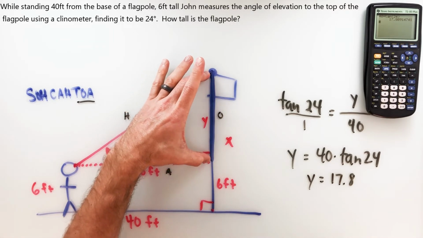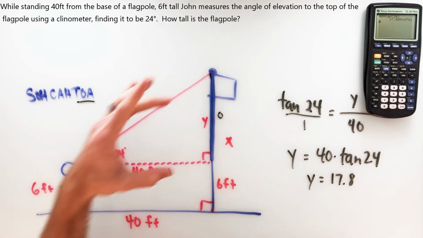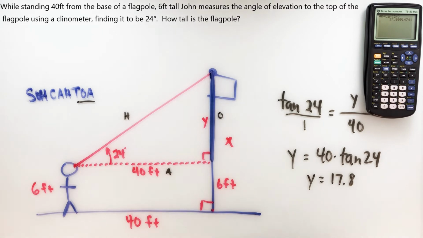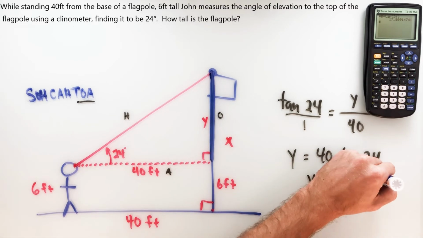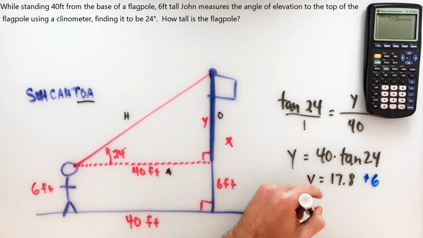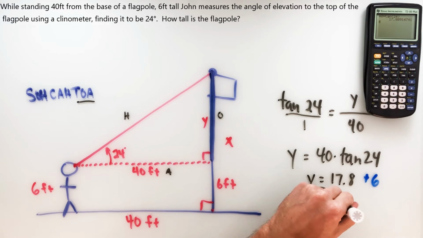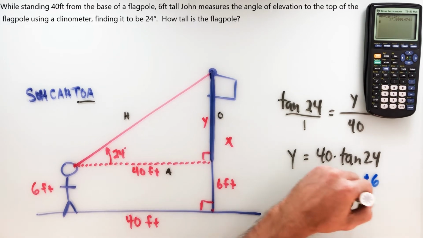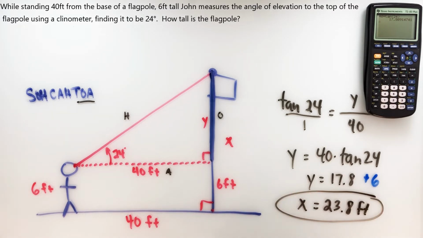Okay, to get the entire height of the flagpole, what do I have to remember? Height of the person measuring the angle, which is this distance. So if I add 6 feet to that, I'm going to get my final answer, which is going to be 23.8 feet. Okay, 23.8 feet for the entire height of the flagpole.